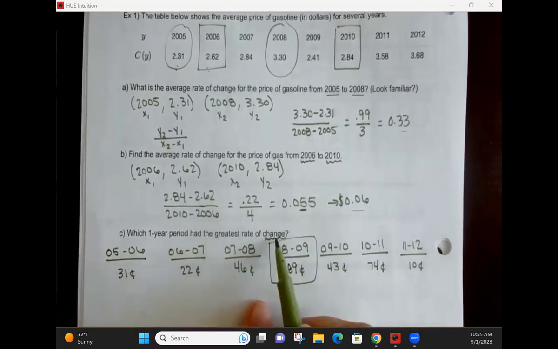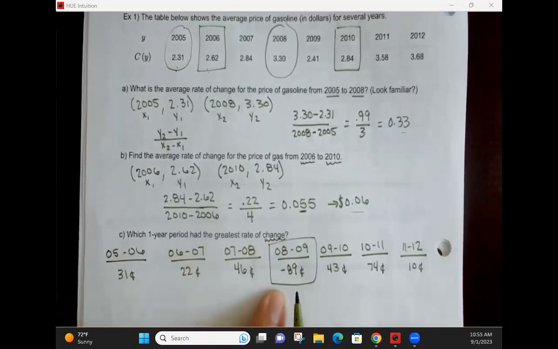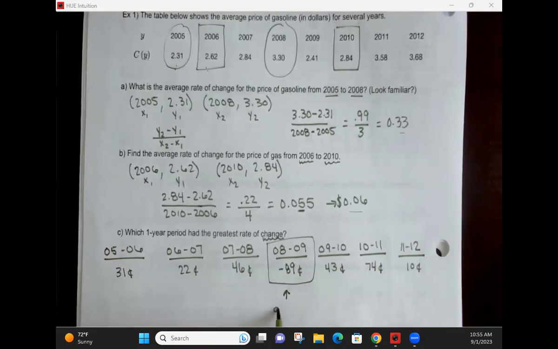Okay. So when we say change, that could be negative too. It could mean it decreased, in this case for our price of gas. Okay. Which 1 year period had the smallest change? This was our greatest change. This is our smallest change.